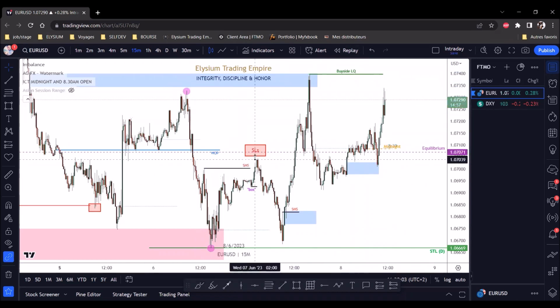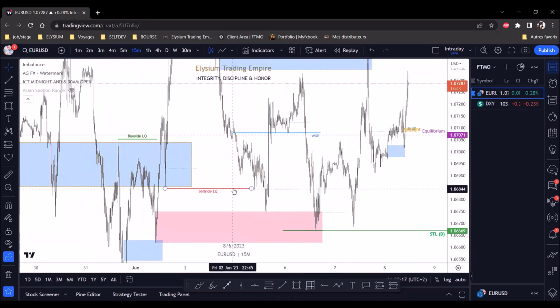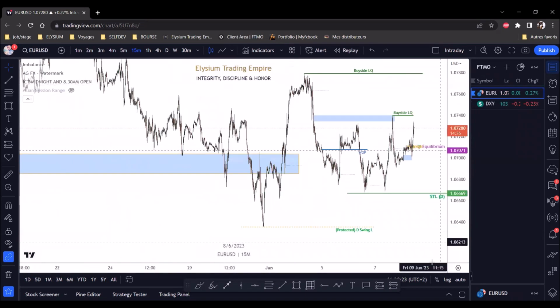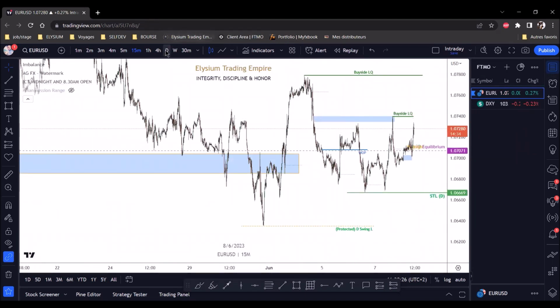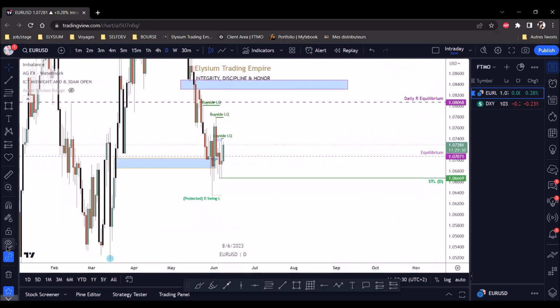Let's remove the drawings because I want you to see something very important, and we will come back to this trade of today right after. So now let's go on the daily. Let's keep the chart clean and remove everything. The only thing I want you to see is this fair value gap on the daily.